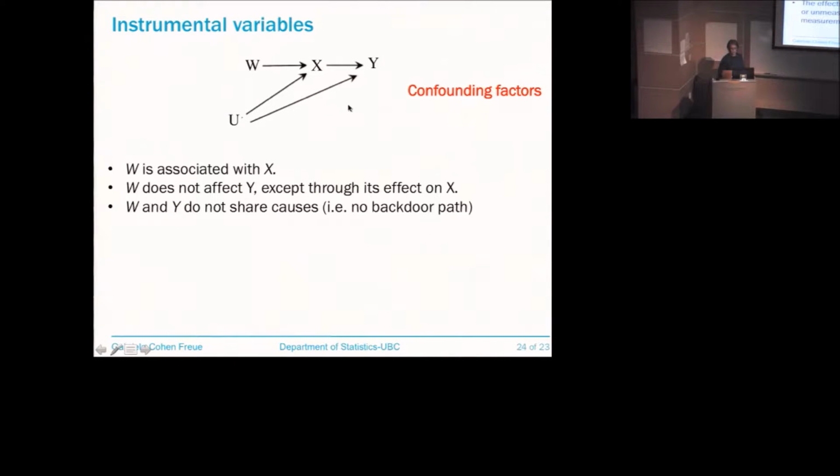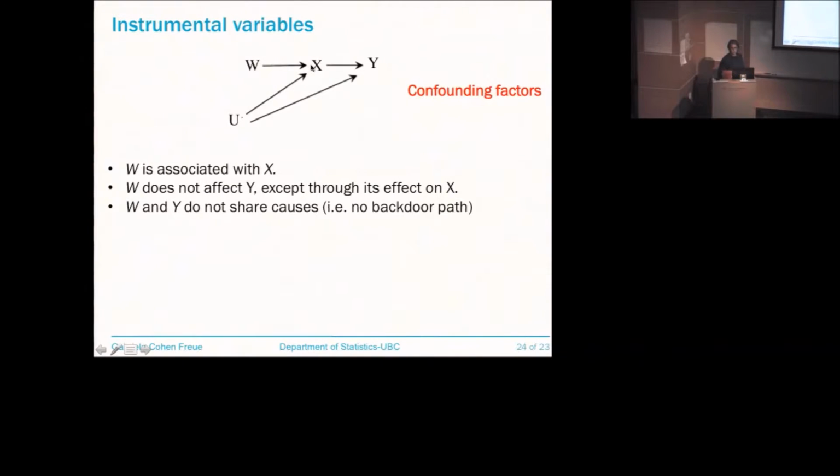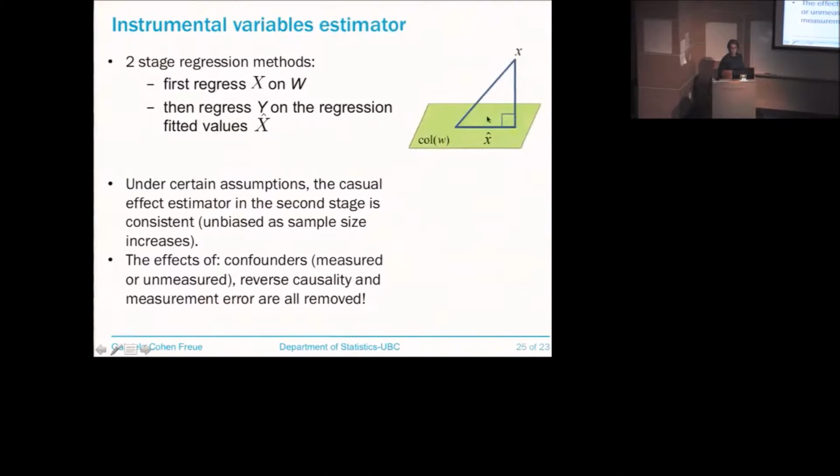So the idea is to go in two stages. In the first stage, you project X onto the space of W. By doing that, I'm not going to use X, I'm going to use something that lives in W. And W is not related with U. So if I use W or something related to W, I overcome this problem. The first step is to regress X onto W and get X hat, the prediction of X in the space of W. In the second stage, I'm going to regress Y on X hat, because X hat is really a function of W, and W doesn't have any problem. So by doing this two-step estimation, I overcome the confounding factor.